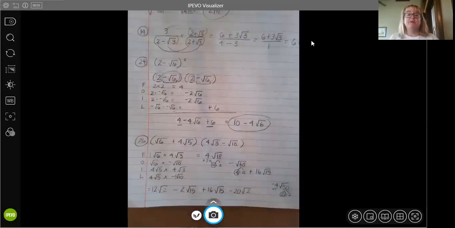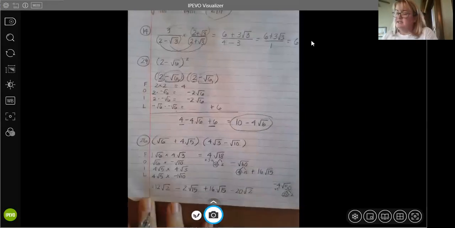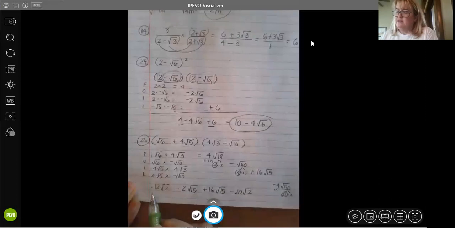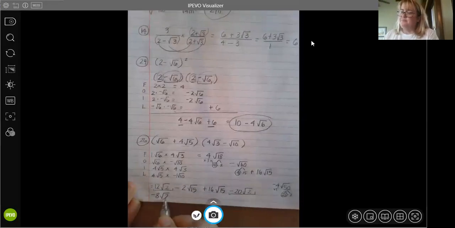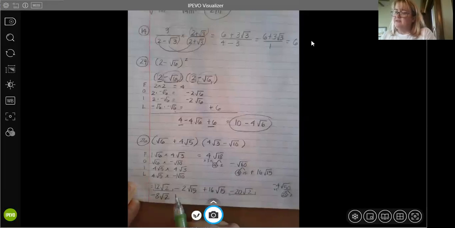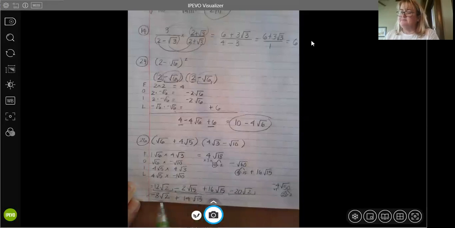Okay, now we're going to combine what we can combine. I see 12 times the square root of 2 minus 20 times the square root of 2. Well, I've got 12 groups minus 20 groups, and that would be negative 8 times the square root of 2. And then I've got negative 2 times the square root of 15 plus 16 times the square root of 15. Well, that simplifies to positive 14 times the square root of 15. So that is as simple as it gets.